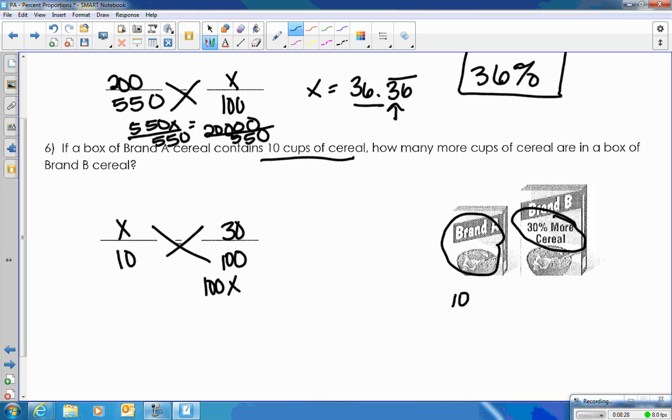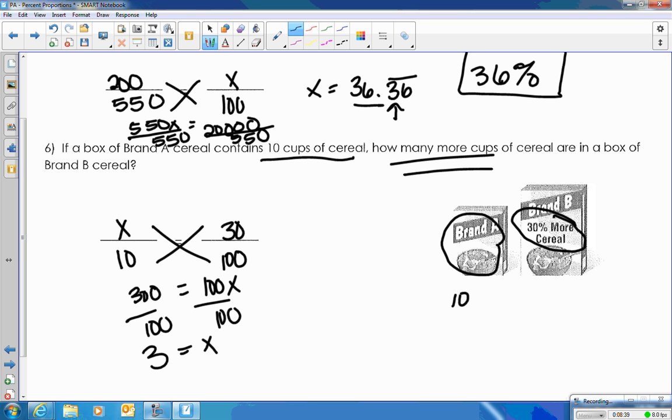100x equals 300, divide by 100, x equals 3. So how many more cups were there in a box of brand B? 3.